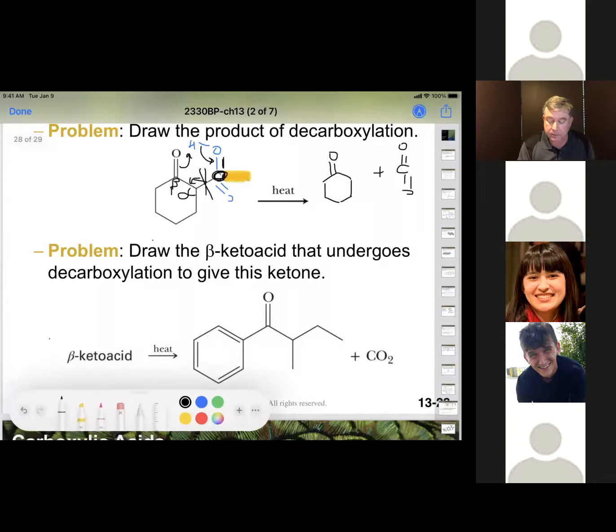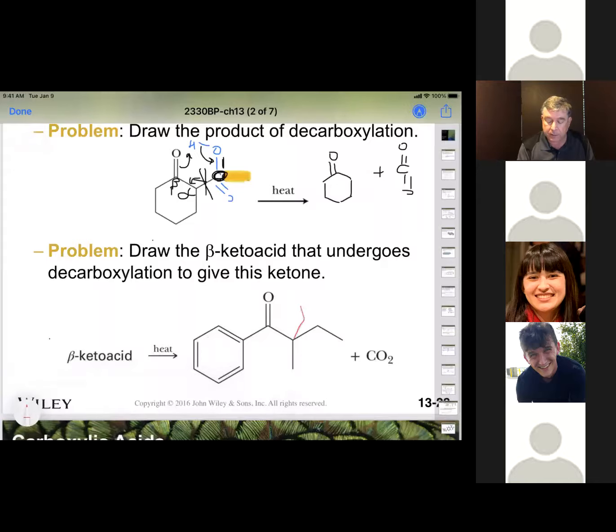We needed to have it where we could draw our six-membered ring here to create our thing. So we had to find this carbon is actually our alpha carbon, and that's the one we had to put our carboxylic acid on to find our starting material for this product.